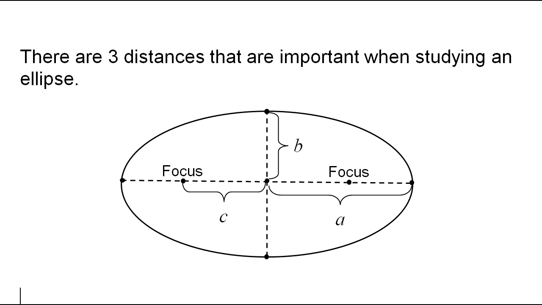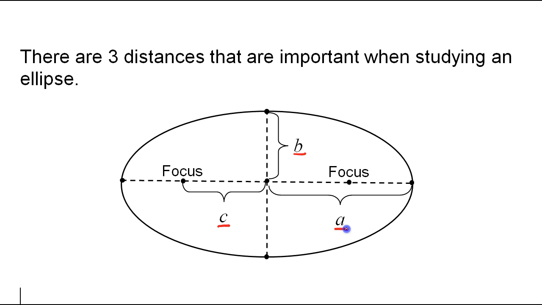Okay, there are a couple of important, three to be exact, three important numbers that you need to consider. The distance from the center out to the vertex, that's the long distance, is what we call A. The shorter distance we call B, and the distance from the center to the focus is always called C.